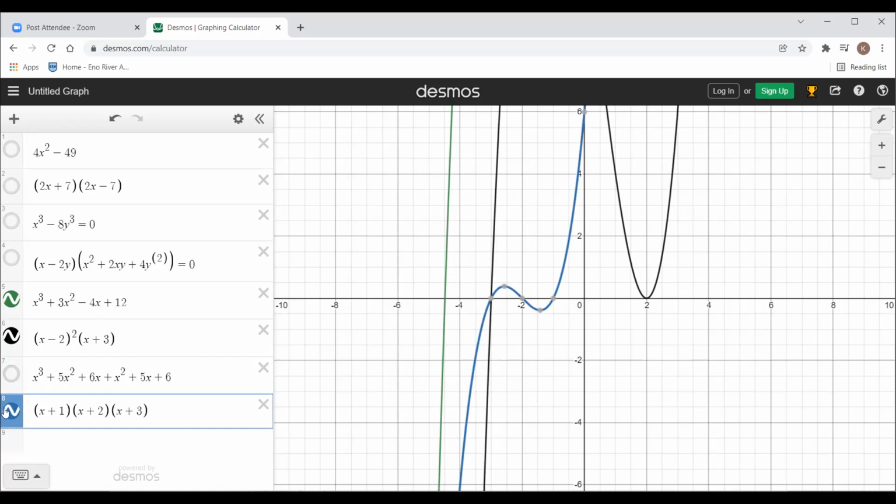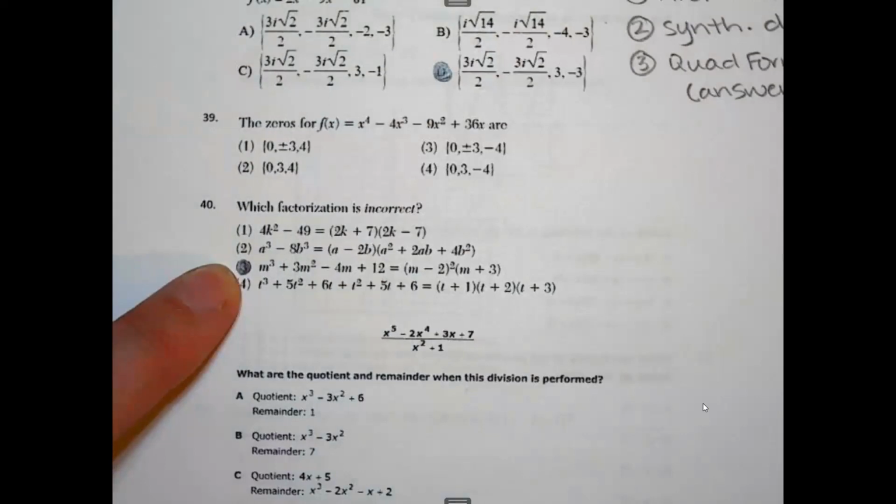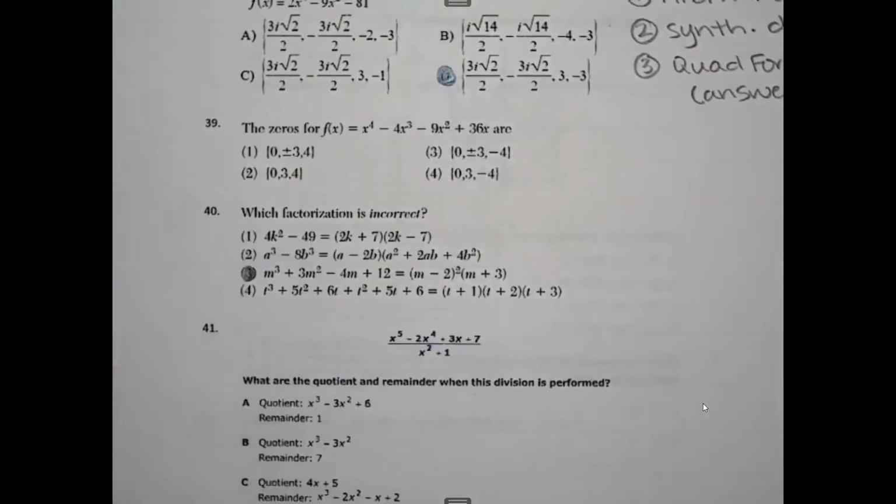And so we can see that it was the third answer where the factorization and the function itself were not the same. So let me go back and circle my answer of this one right here. They were not the same. So that strategy works for a lot of problems, just graphing to see if they're the same. Okay, let's move on to another type of problem.